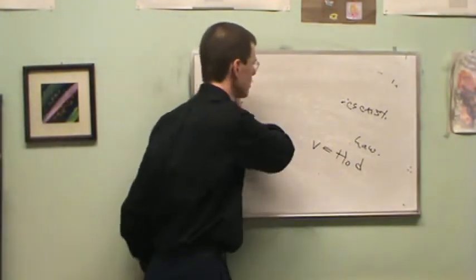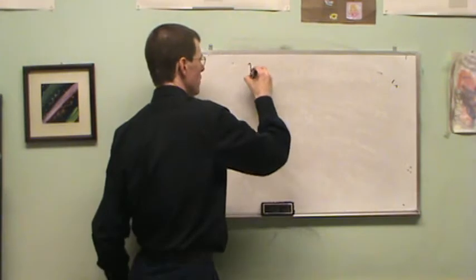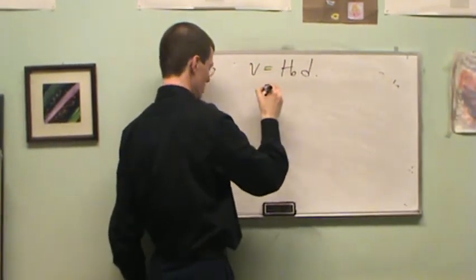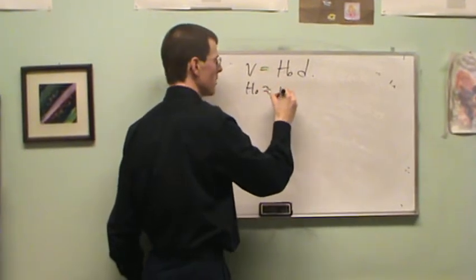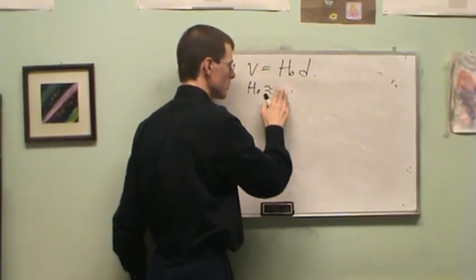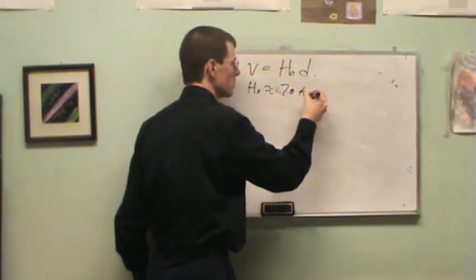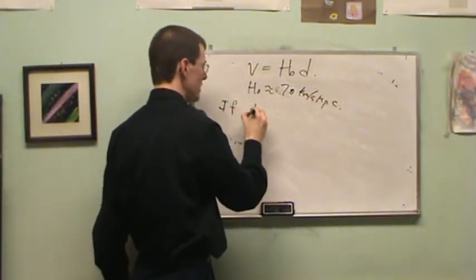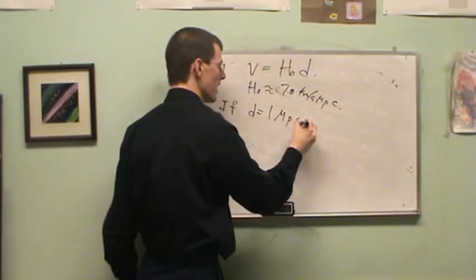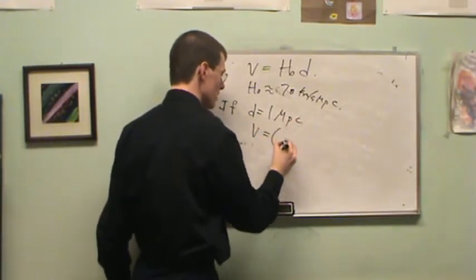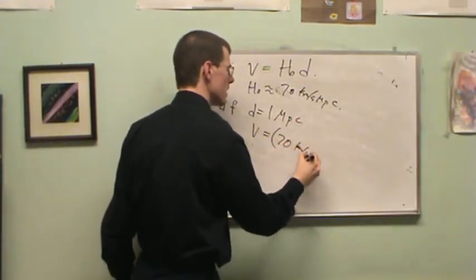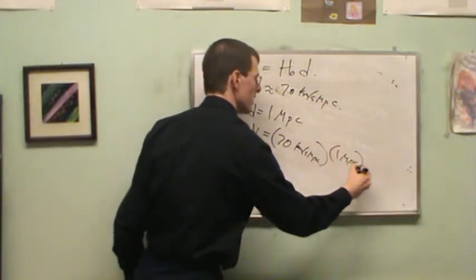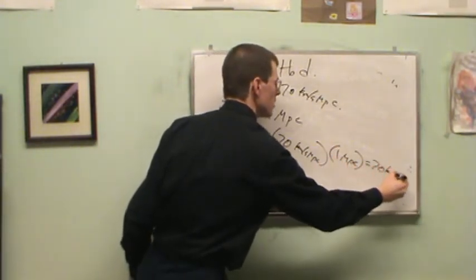Let's do a little math. Okay, so here's the equation. Velocity equals H naught times d. And so H naught is roughly 70 kilometers per second per megaparsec. So if d equals 1 megaparsec, then velocity equals 70 kilometers per second per megaparsec times 1 megaparsec equals 70 kilometers per second.